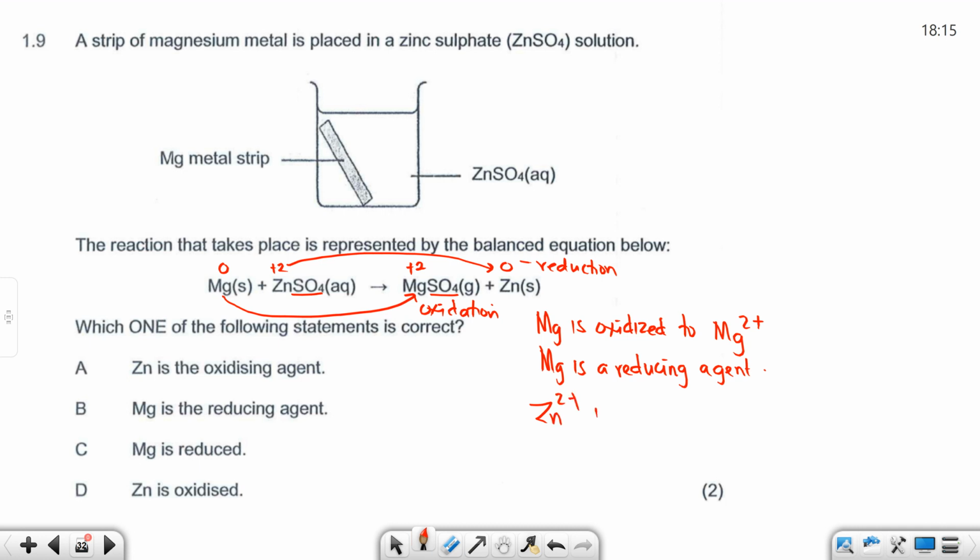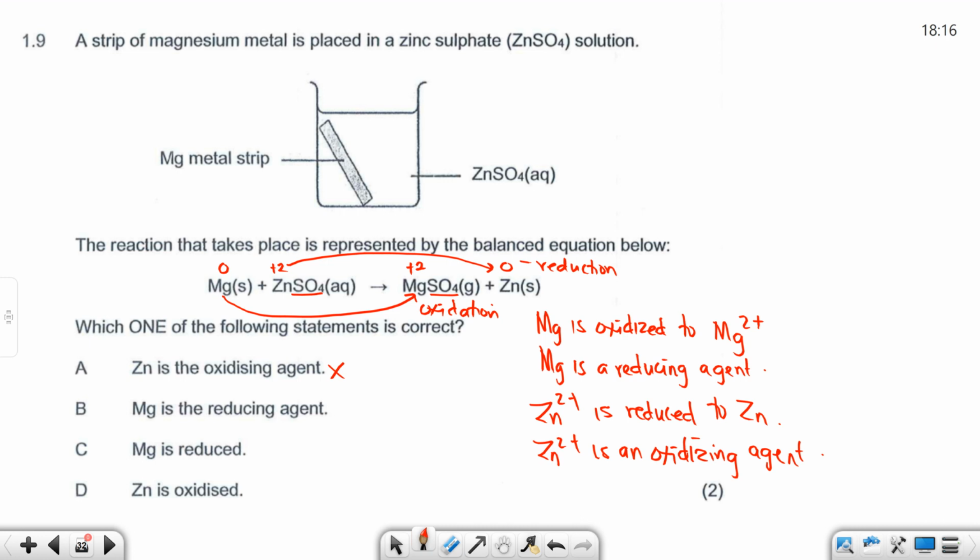Zinc 2+ is reduced, you see on the right, to zinc. So Zn2+ is an oxidizing what? Agent. Let's see. Is any of these options there? Zinc is an oxidizing agent. Wrong. I said Zn2+. Don't be tempted.